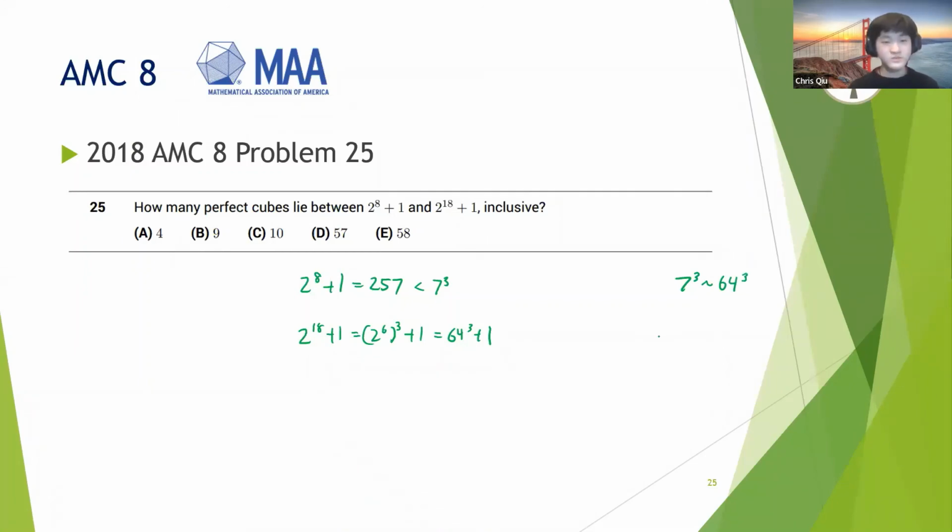And all cubes in between these two numbers are also between 2 to the 8 plus 1 and 2 to the 18 plus 1. So the total number of perfect cubes between these two numbers is 64 minus 7 plus 1, which is 58. And that is our final answer. So this is the final problem of the day. Are there any questions?